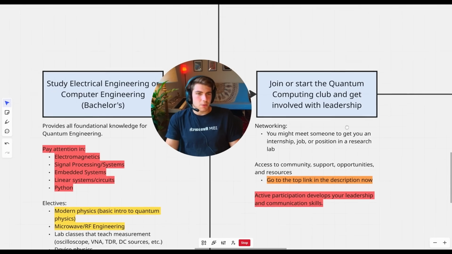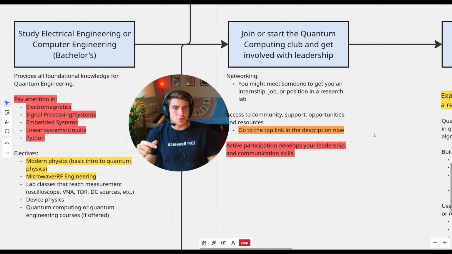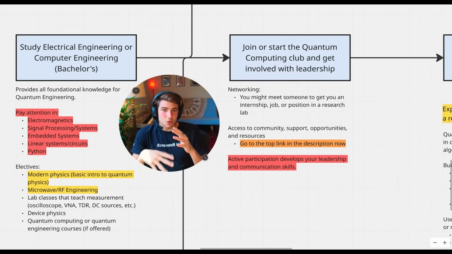Okay. So the next thing that you're going to want to do after you've started studying electrical engineering is immediately join the quantum computing club. And if you haven't yet joined, or if there isn't yet a quantum computing club at your university, you are going to start it. This is one of the first things you're going to do once you get your bearings: join if it's already available. And then maybe when you're a sophomore or a junior, and you're starting to understand quantum computing a little bit more, then you should start it.